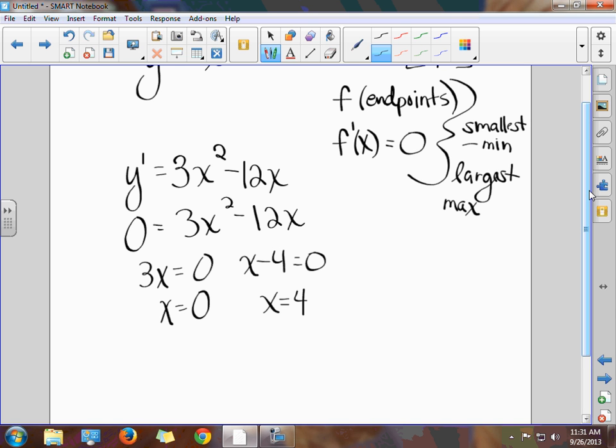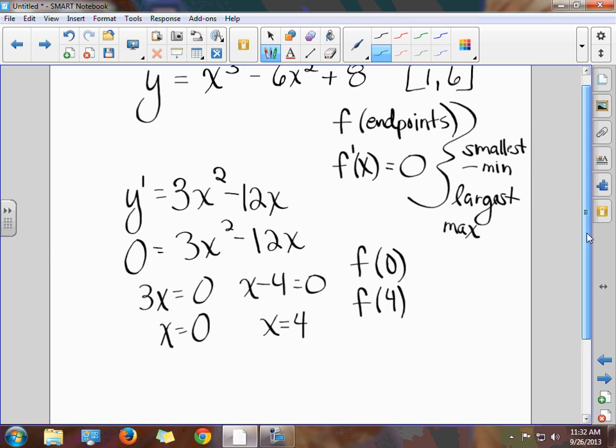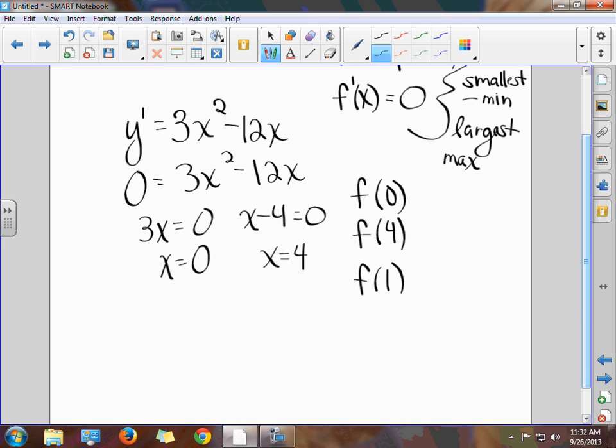Now I want to test and see which has the smallest function value and which has the largest function value. These will be my maximums and minimums. So I have to test all of these things. I have to find f of 0 and f of 4. I also have to check my endpoints, 1 and 6, so I have to find f of 1 and f of 6. If you're able to use a calculator on this problem, I would suggest plugging the original function into y1 and using the table function to find the values. You'll make fewer mistakes that way.